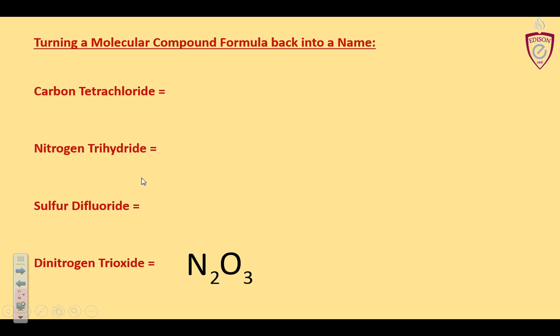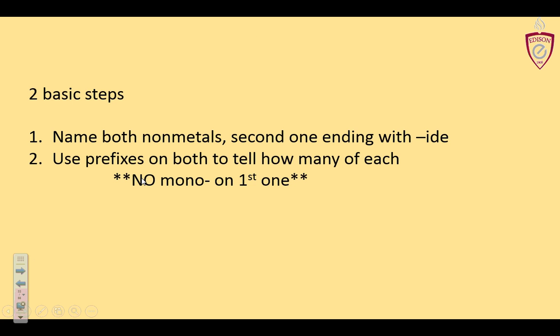Getting the hang of this, my boy. Good. Let's wrap it up. Okay, basic steps. Simple enough. Name the both nonmetals. The second one ends in ide, so all compounds end in ide. There you go. Period. Yep. And then the second step, we're going to use prefixes on both of our nonmetals to tell how many of each. Just never use mono on the first one.